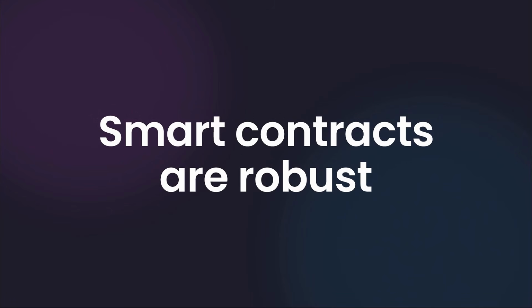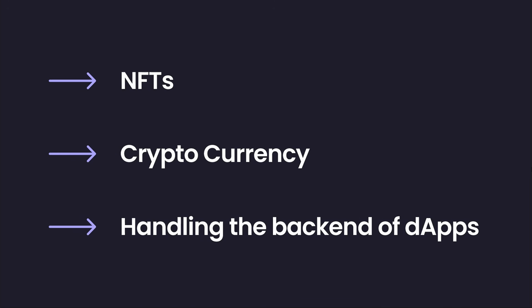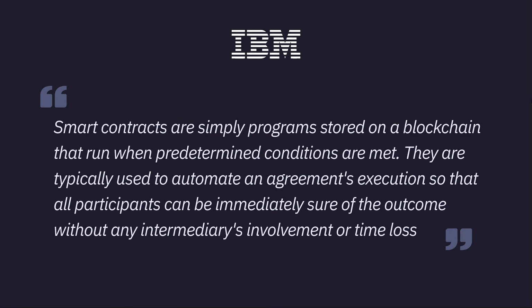Smart contracts are robust. They can do everything, from creating your own NFTs, cryptocurrencies, and handling the backend of decentralized applications. IBM had a great definition for smart contract, so here it is. Smart contracts are simply programs stored on a blockchain that runs when predetermined conditions are met. They are typically used to automate an agreement's execution so that all participants can be immediately sure of the outcome without any intermediaries' involvement or time loss. As you can see, they are incredibly efficient and fair to all sides of the agreement.